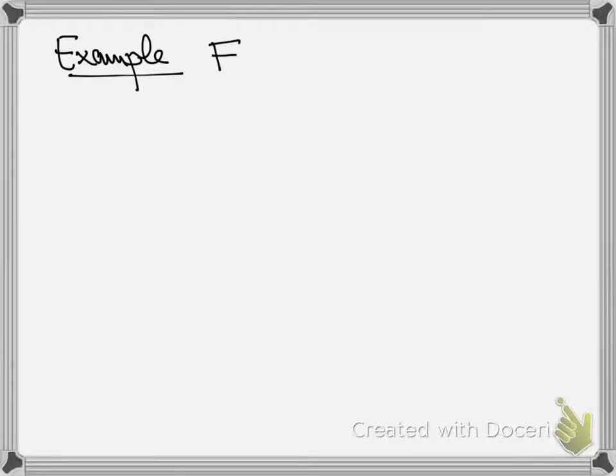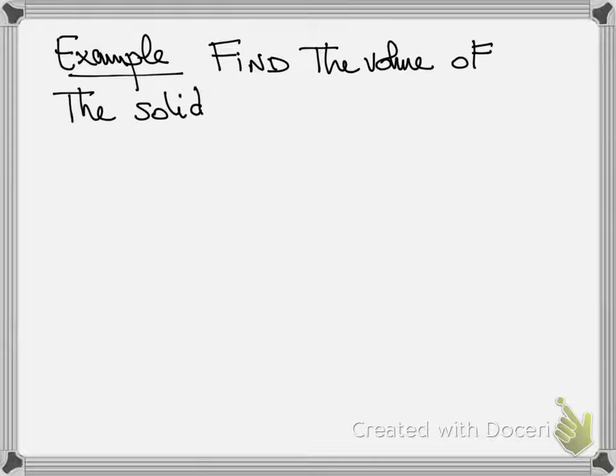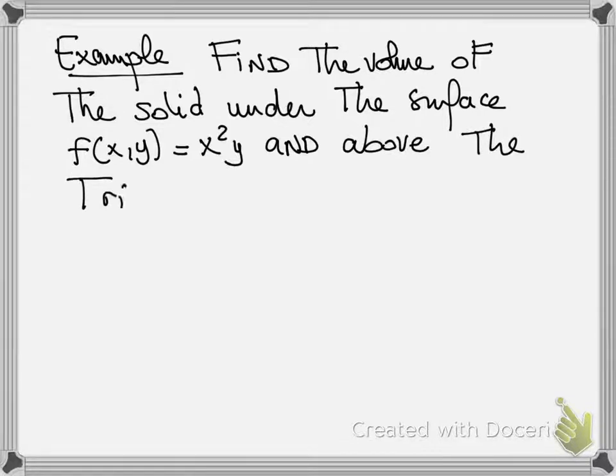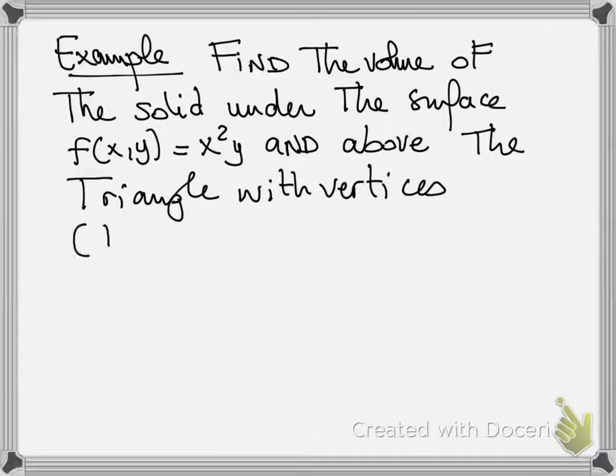Okay, so let's say you want to find the volume of the solid under the surface f of x, y equal to x squared y and above the triangle with vertices (1, 1), (4, 1), and (1, 2). Okay. So, first thing here, you want to find the volume of the solid under the surface f of x, y, x squared y, and above the triangle.